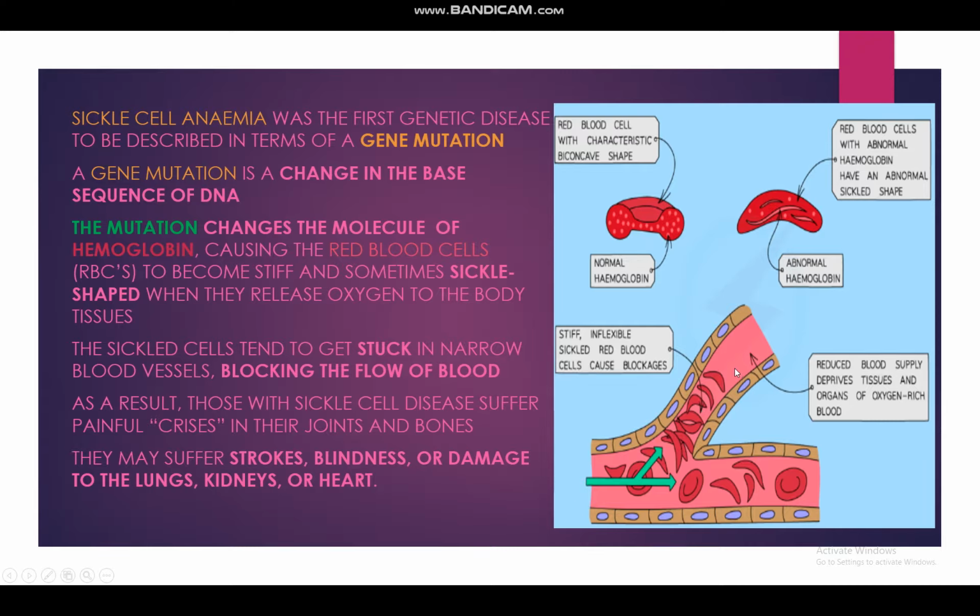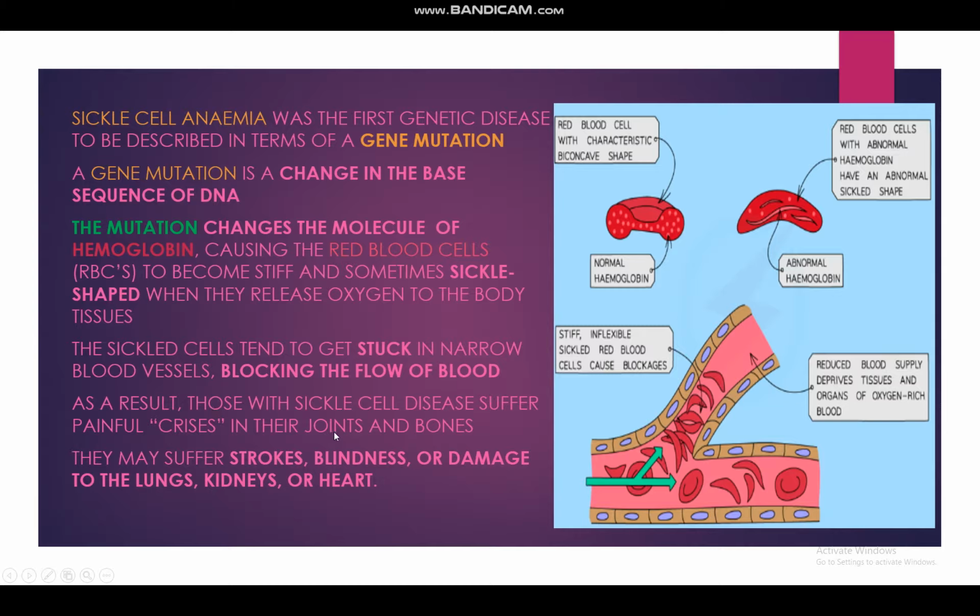And due to the sickle-shaped RBCs, what does it do? It causes blocking of the blood vessels. So the blood does not flow smoothly through these blood vessels, and the tissues are not supplied with the oxygen and nutrients they need.